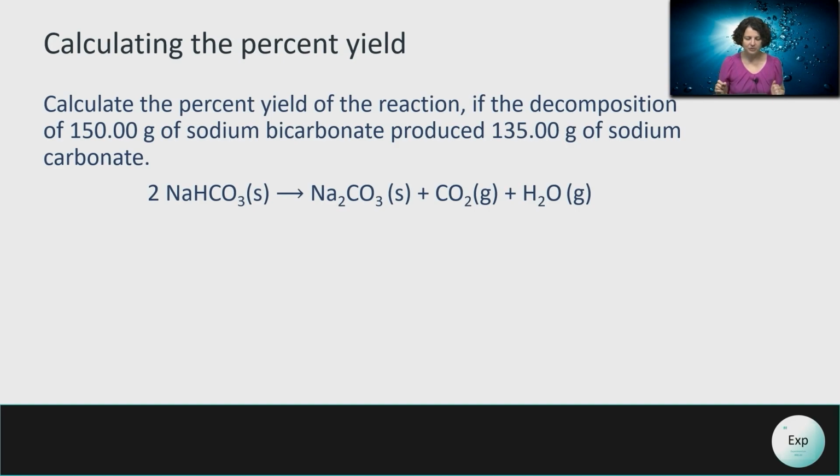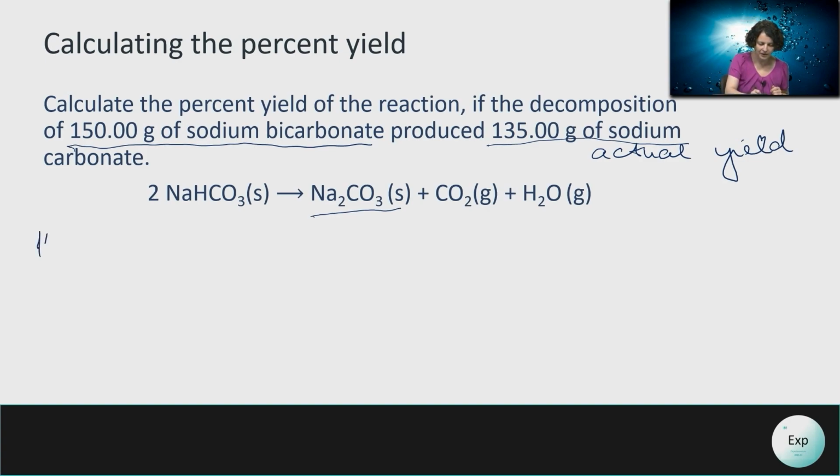So when simply reading this problem, we can already tell that there is only one reactant. So that will be our limiting reactant and excess reactant in one. And we have 135 grams of sodium carbonate. So that is going to be our actual yield. Let's begin our calculation. If we need to know the percent yield, then the first thing we have to do is determine the theoretical yield from the limiting reactant, which in this case, there's just one reactant. We begin with 150 grams of sodium bicarbonate.